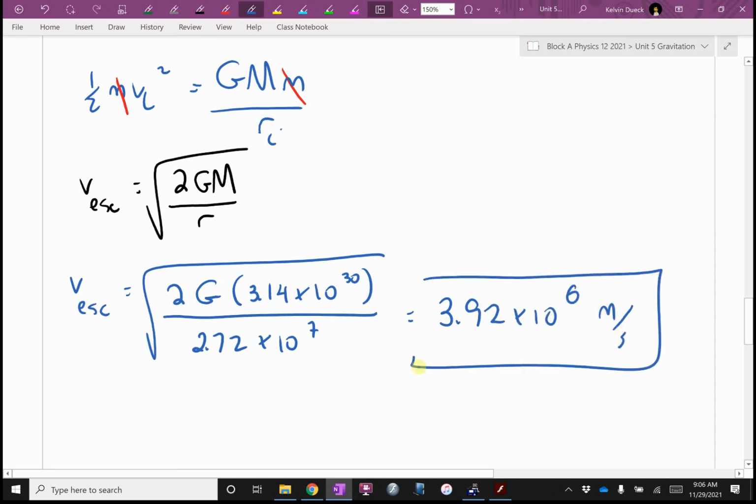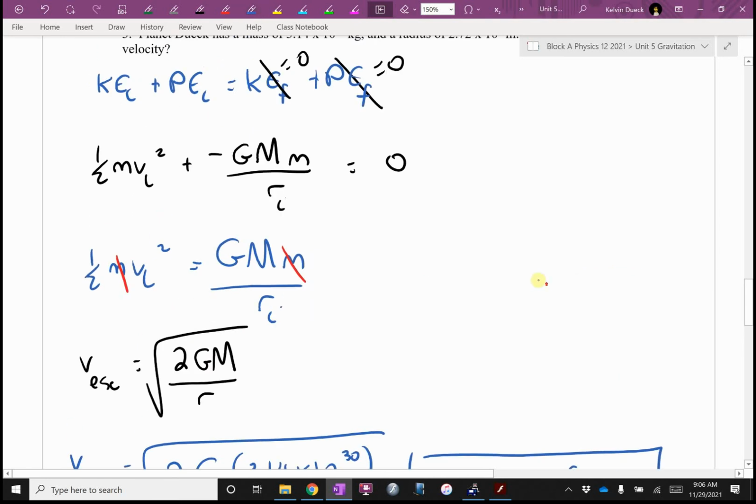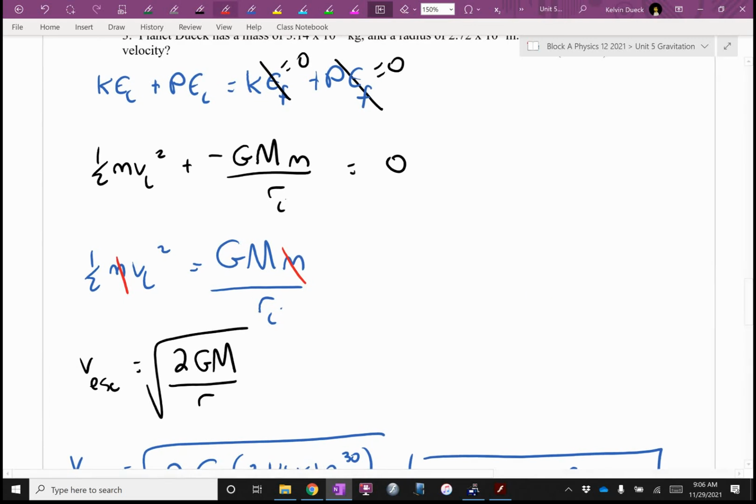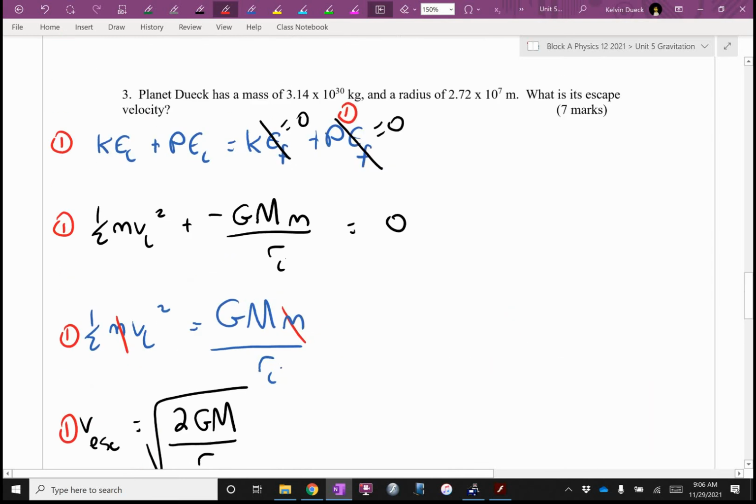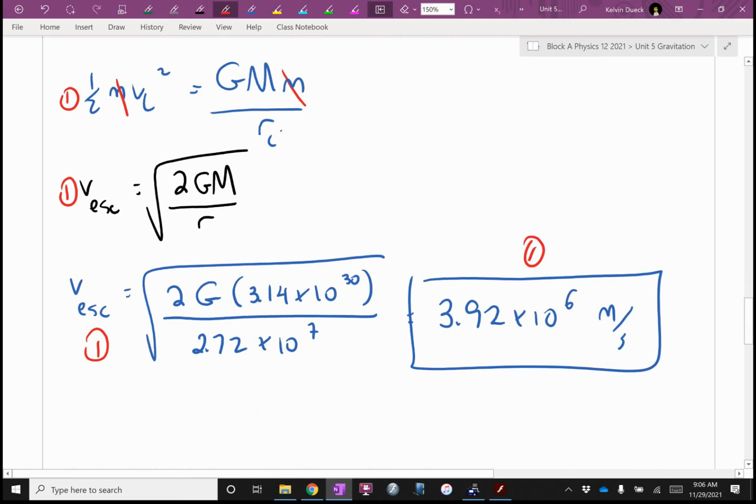If you got that, 7 out of 7. Otherwise, I would probably give up part marks like this. I would give you 1 mark if you wrote conservation of energy. I would give you 1 mark for recognizing both of those are 0. I would give you 1 mark if I saw that. I would give you 1 mark if I saw that. 1 mark for the escape velocity equation, 1 mark for the numbers, and 1 mark for the answers. That's 7, 1, 2, 3, 4, 5, 6, 7. Yes, it is.